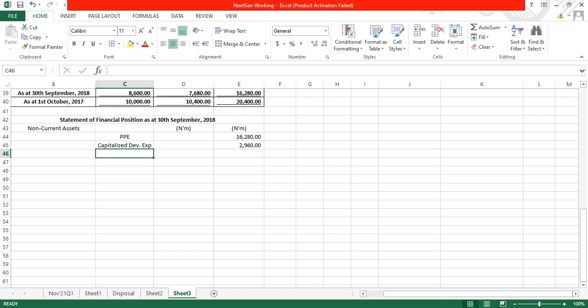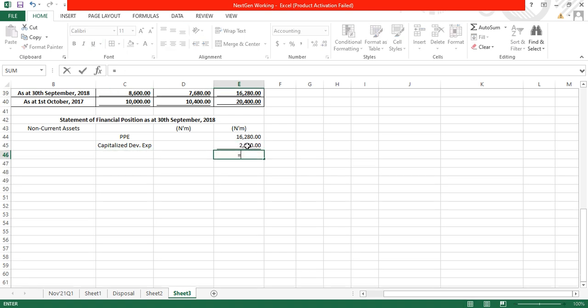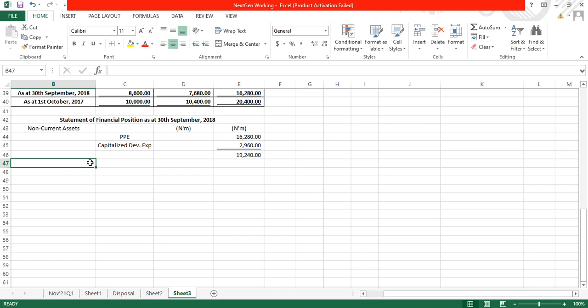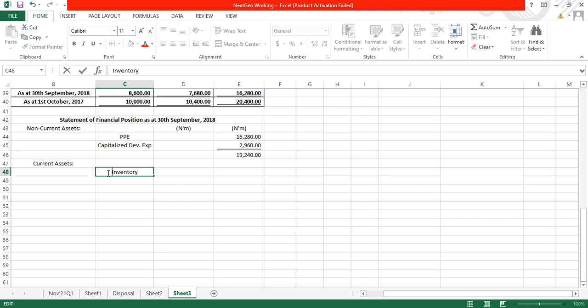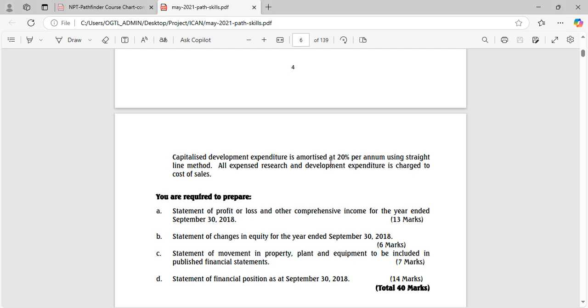Okay, so this is my PPE, my non-current assets, which is at 19,240. Now, what about my current assets? What are my current assets in the question? We have inventory and trade receivables. Do we have any additional information on the inventory? No. Is it the closing inventory or the opening inventory? Closing inventory. How much is the closing inventory? 4,000.